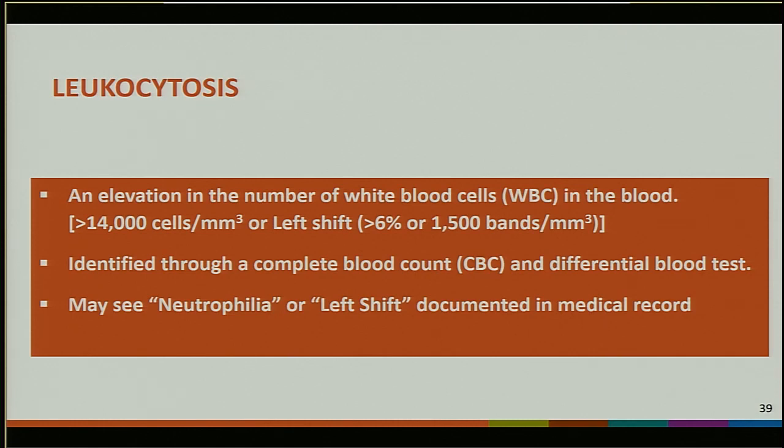Leukocytosis. This is defined by NHSN as an elevation in the number of white blood cells in the blood, more than 14,000 cells per millimeter, or a left shift of greater than 6% or 1,500 bands. It is identified through a complete blood count and a differential blood test, and you may see neutrophilia or left shift documented in the medical record, and that may be a clue for you.